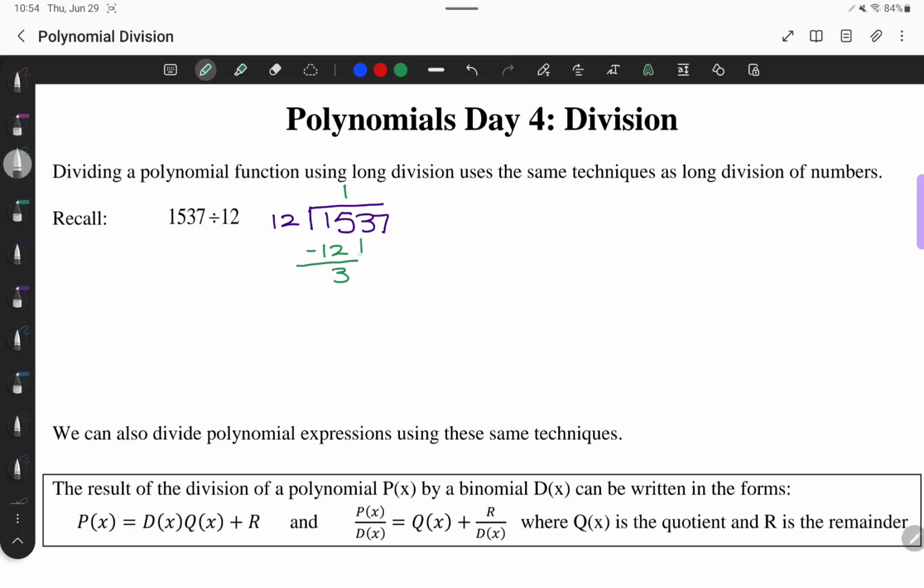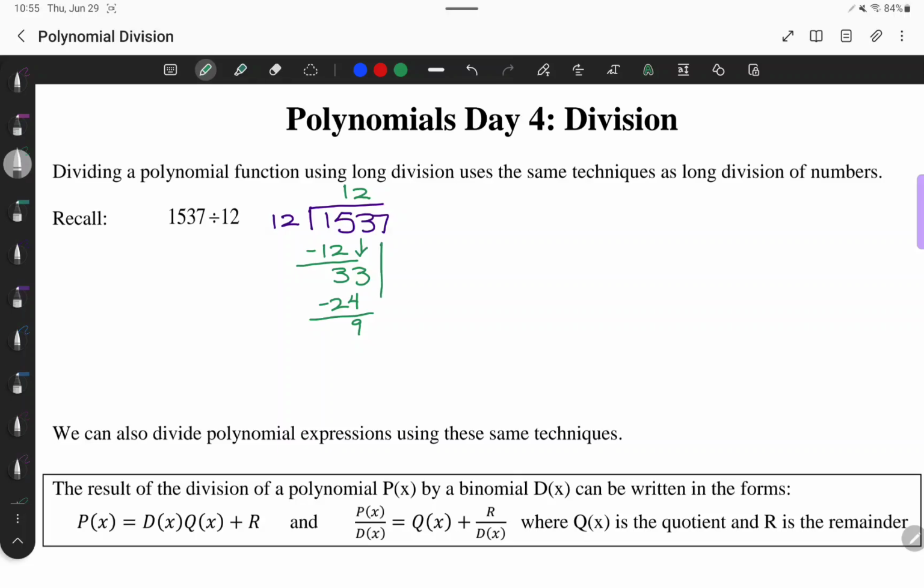As a next step, before we repeat, I need to bring down the next digit, which is a 3. And now we're going to do the same thing, but this time we're going to ask ourselves, how many times does 12 fit into 33? It fits in 2 times. So 2 times 12 is 24. I'm going to subtract the 24, and there's a 9 left over.